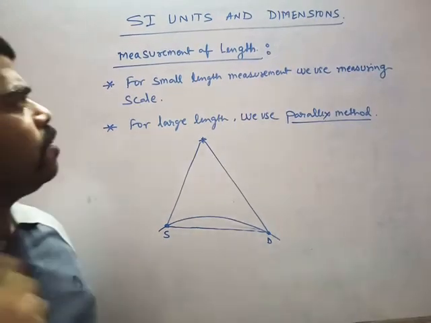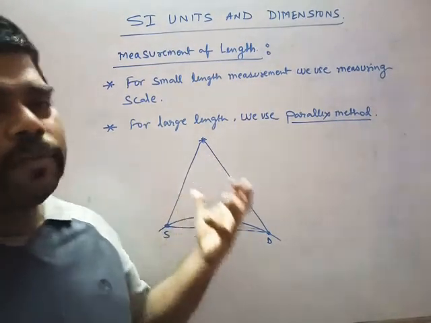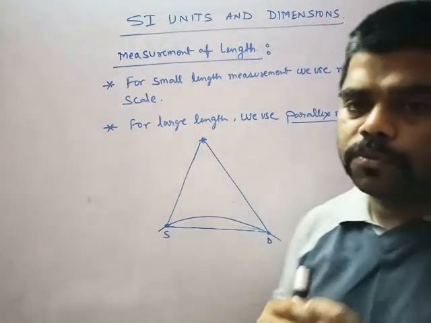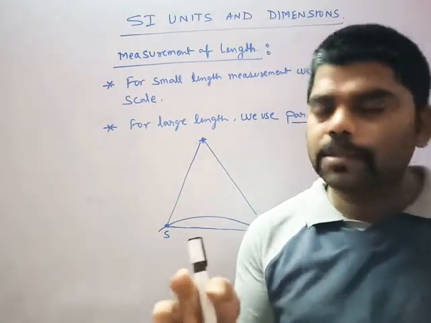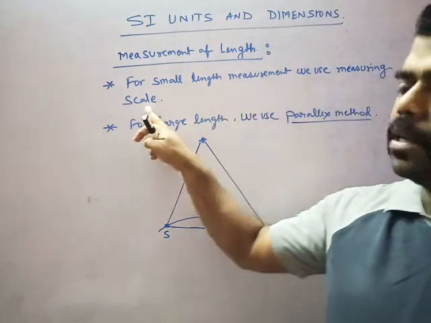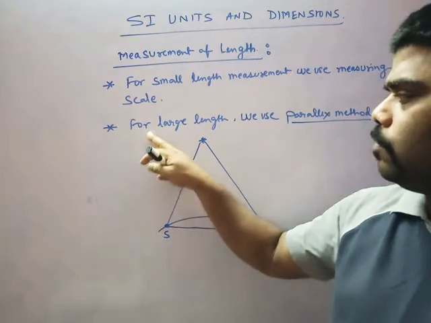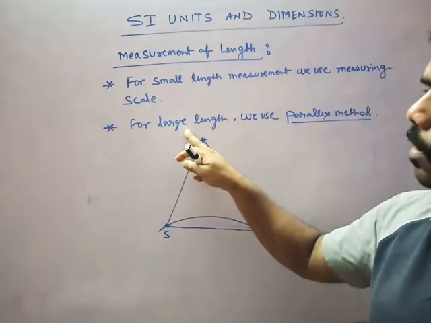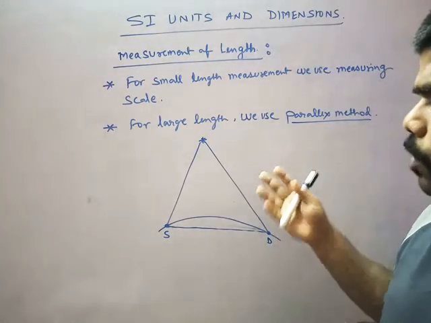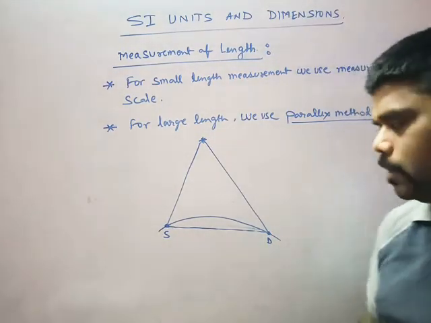So the measurement of length, why do we use this measurement? You know, to find out the distance or the length. For small lengths we always use the measuring scale. For very large lengths, we use the parallax method. So now come to the point of what parallax is.